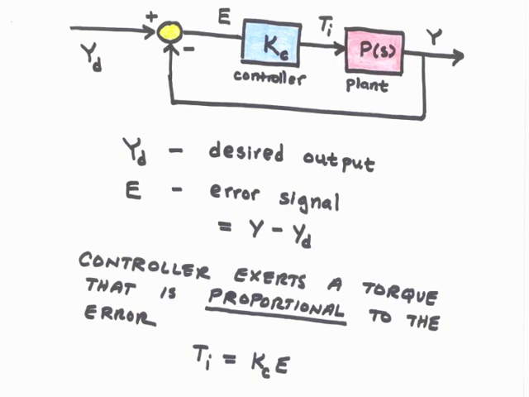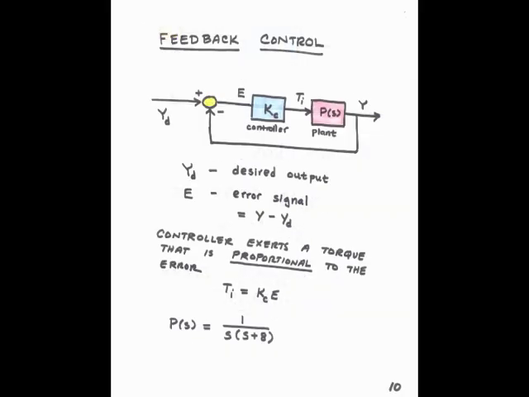The error signal is Y minus Y sub d. That is, the error signal is the difference between the actual output, Y, and the desired output, Y sub d. Our goal in this example problem is to pick K sub c, the controller gain, so the output Y tracks the input, Y sub d, well when Y sub d is a step input.